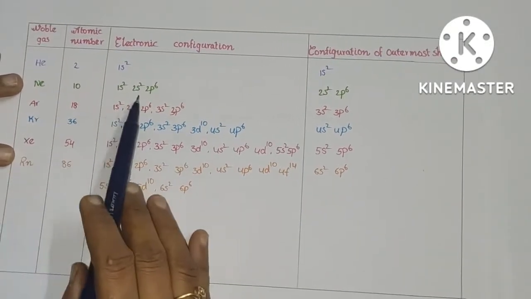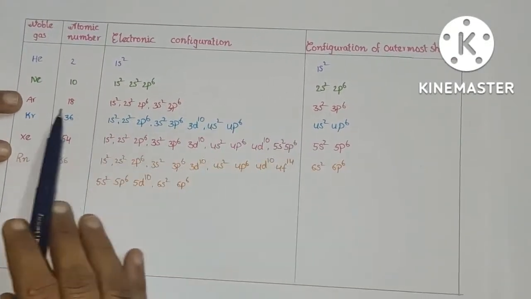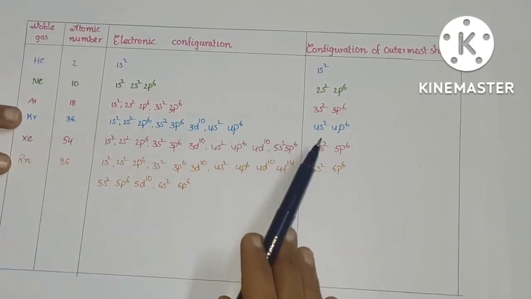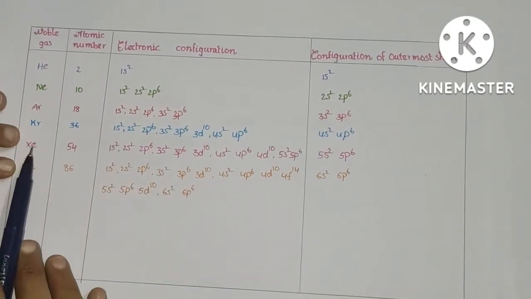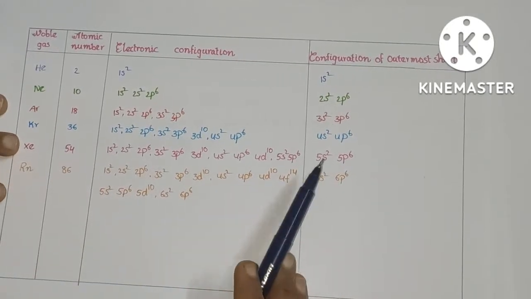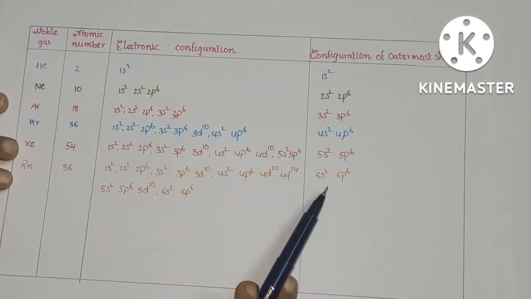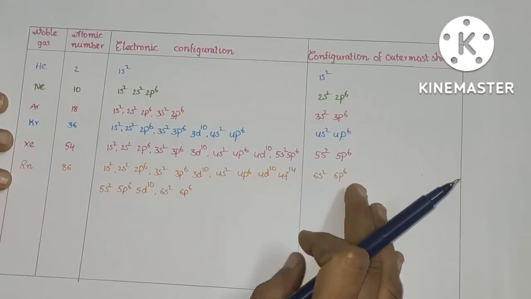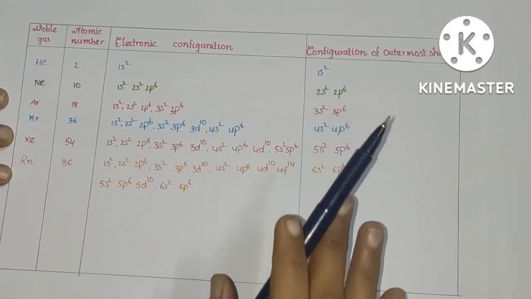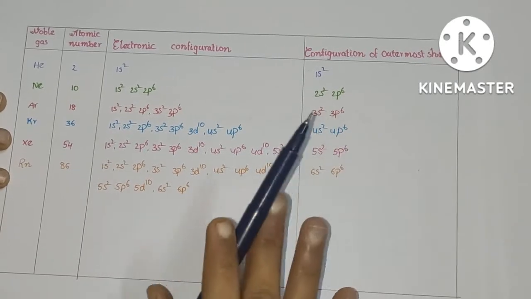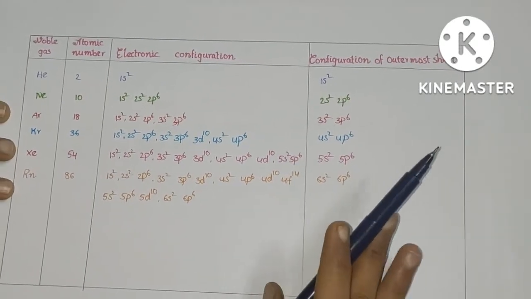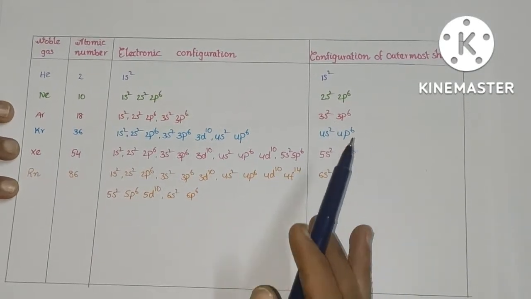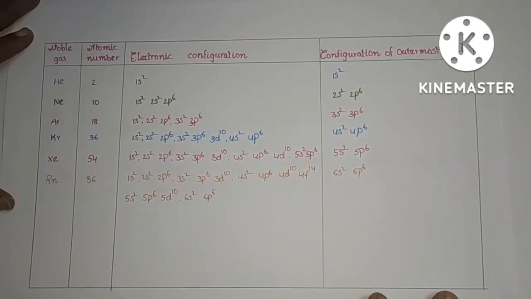Here in neon, the second shell is the outermost shell. In argon, the third shell is the outermost shell. In krypton, the fourth shell is the outermost shell. In xenon, the fifth shell is the outermost shell. And in radon, the sixth shell is the outermost shell. In these outermost shells, completely filled electrons are present. So, they do not participate in any chemical reactions because of their stability and minimum energy.